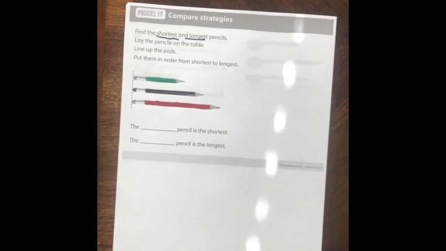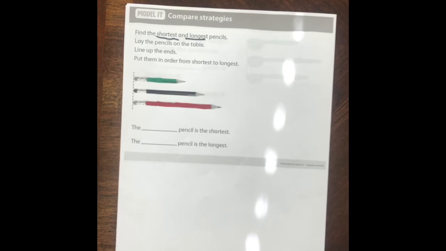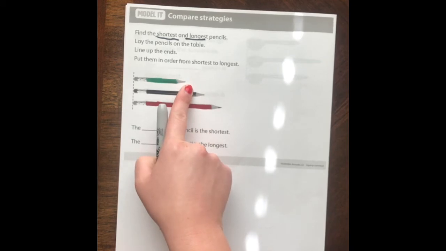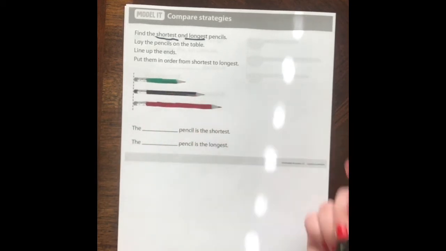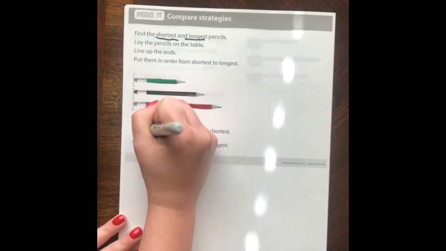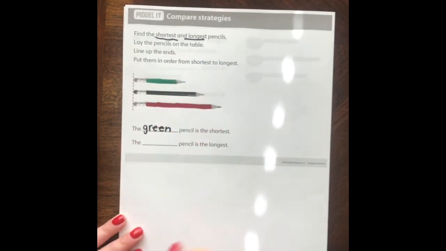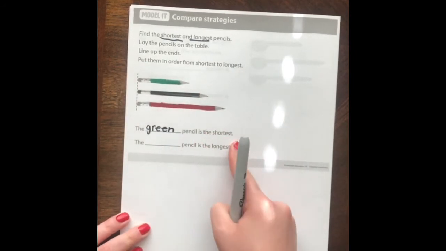So friends, which one is the shortest pencil? Which color? We have a green, a black, and a red. Which one goes the least distance out? Which one is the shortest? You're right, the top pencil sticks out the least distance. So we know this green one is the shortest. So I'm going to write the word green because the green pencil is the shortest.